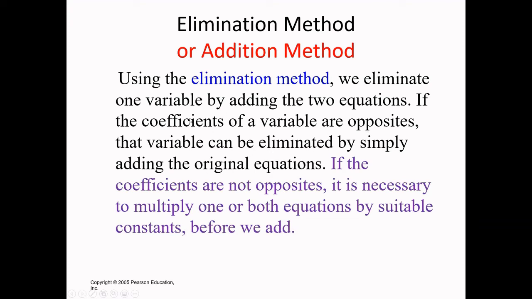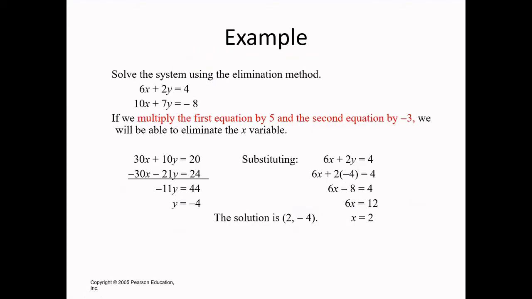What we do is we eliminate one variable at a time by adding the two equations. If the coefficients of the variable are opposites, what I call an opposite pair, then that variable can be eliminated simply by adding the original equations. If they're not opposites, if you don't have an opposite pair of a variable, then it is necessary to multiply one or both equations by some number before we add. Okay, let's look at that.